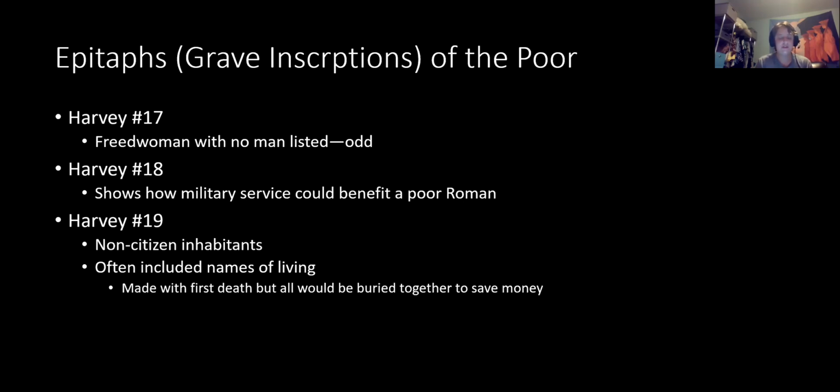And finally, in Harvey selection 19, we see some epigraphs of non-citizen inhabitants of Roman cities. We know that they are non-citizens because Roman men all had 3 names, and most individuals found here only have 1. What these graves show is that, in order to save money, a tombstone would be purchased and engraved with all family members' names at the death of the first.